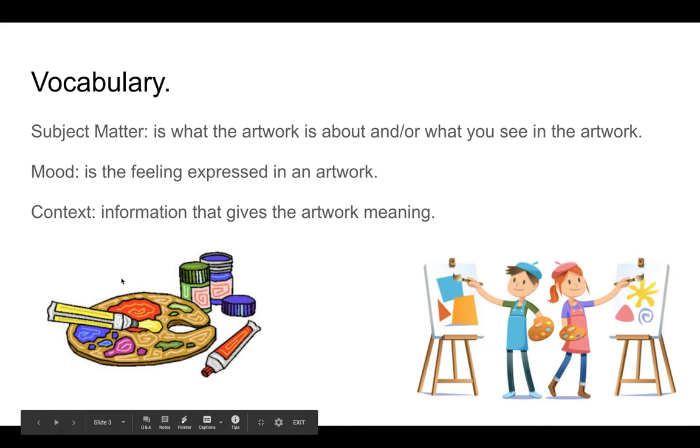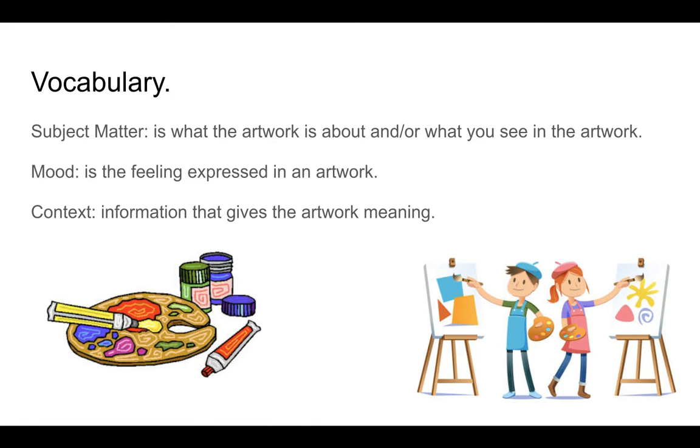The next word you need to know is context. Context can be shown in a lot of different ways. It's any information that gives the artwork meaning. So it might be the things you see in the actual artwork. It might be the place where the artwork is displayed. If it's displayed on the wall in an art museum, or if it's displayed in a magazine, that's going to change the way you look at the artwork.